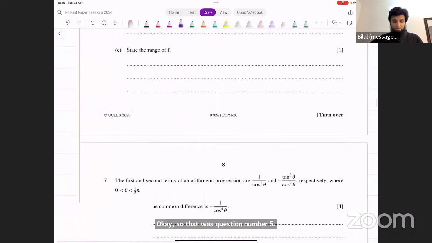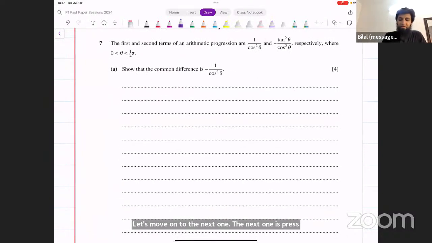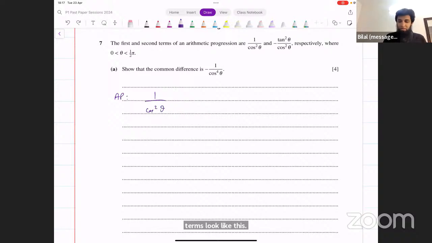The next one is question number 7. It says, the first and second terms of an arithmetic progression are 1 over cos square theta and minus tan square theta over cos square theta respectively, where theta is between 0 and pi over 2. Show that the common difference is this. Okay, so it's an arithmetic progression. And the first two terms look like this: 1 over cos square theta. And then the second term is minus tan square theta divided by cos square theta.